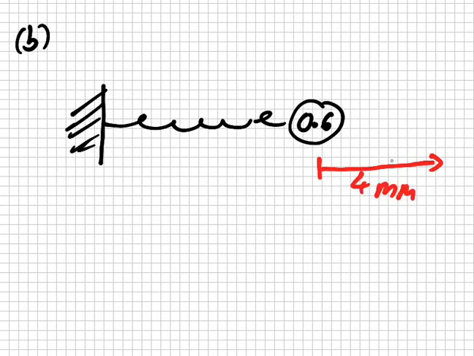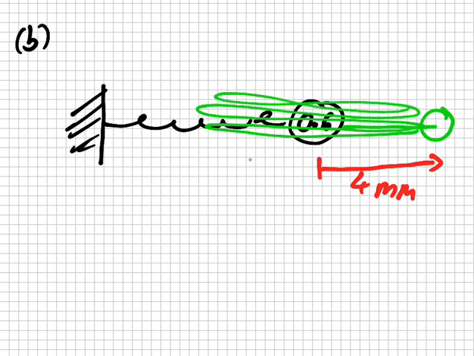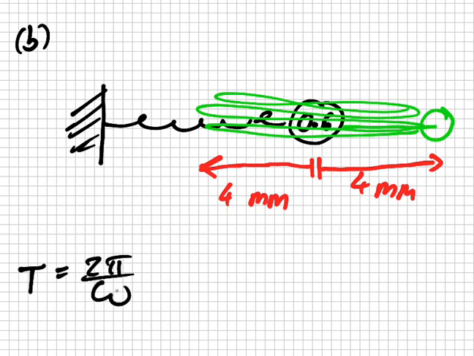So what happens here is, well, you can imagine this. If I pull this out to here and let go, what will happen? It'll go back and forth, yeah. So it's going like this. Release, let go. Can you see that this distance here is also going to be 4 millimeters? It's going back and forth. Now the question is, what is the period? Now we know the formula, it's 2 pi over omega. The problem here is, what is the omega?